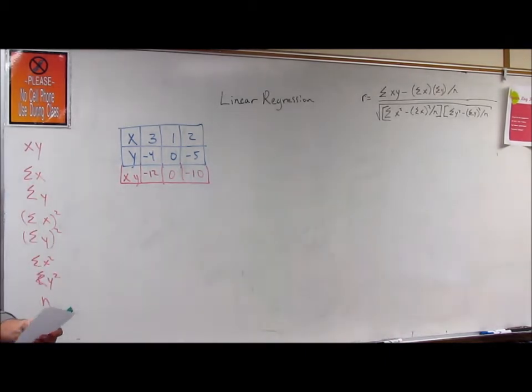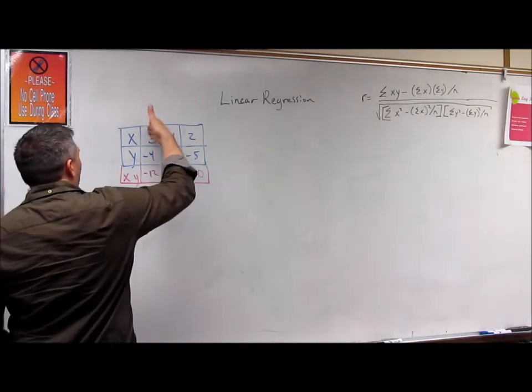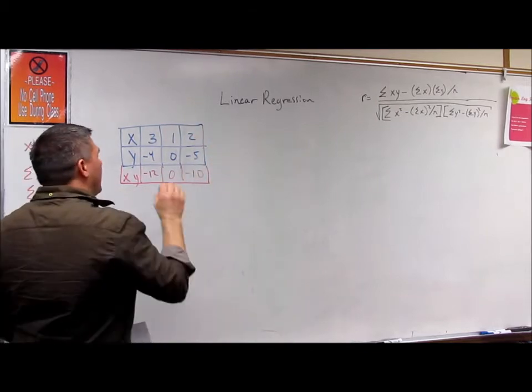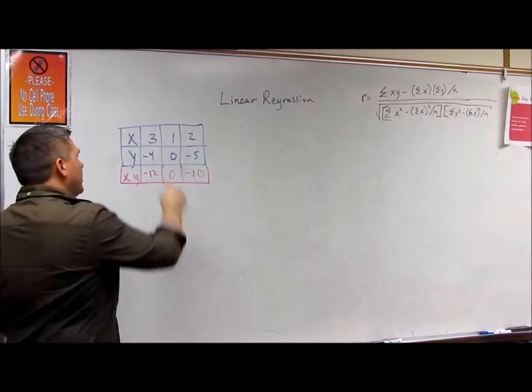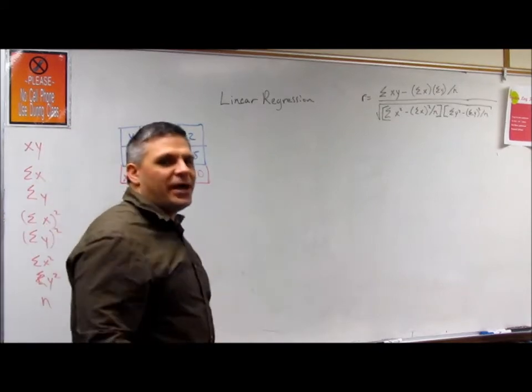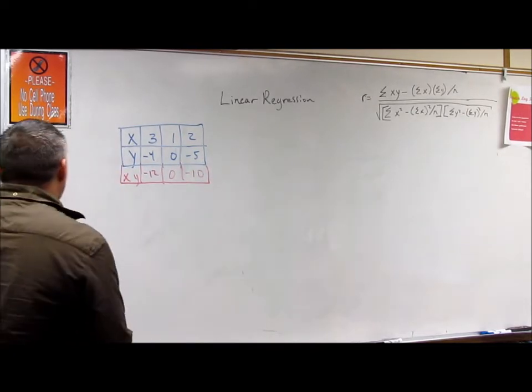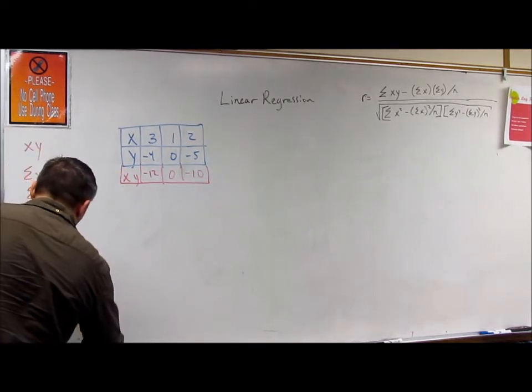Oh, by the way, n is not 6 in this case. Yes. n is 3. Remember, n is the number of coordinates, not the number of x's and y's. It's really just the number of x's or the number of y's. So think of it as the coordinates: 3, -4, 1, 0, and 2, -5. So how many points are there, in other words? There's 1, 2, 3 points. And so we're going to find this linear regression that goes with the 3 points. Okay, so in this case, n is 3.